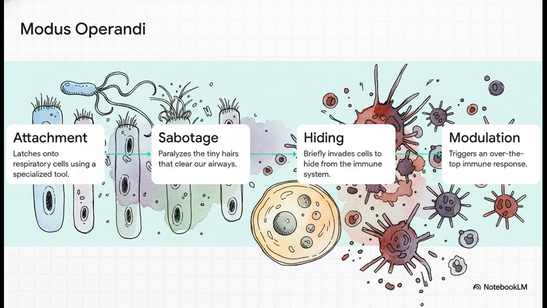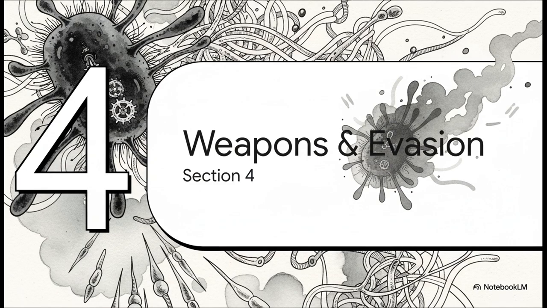And finally, step 4, immune modulation. It basically tricks our own body into freaking out, launching this massive immune response that ends up causing more damage than the bacteria itself. Look, a saboteur is only as good as its gear, right? And its ability to stay hidden. So let's take a look at its arsenal.